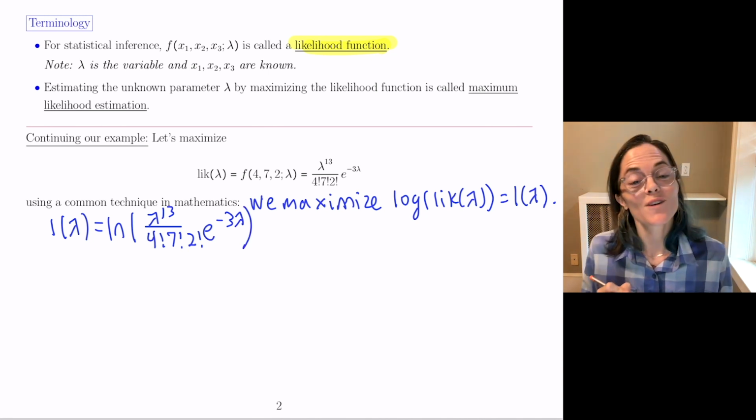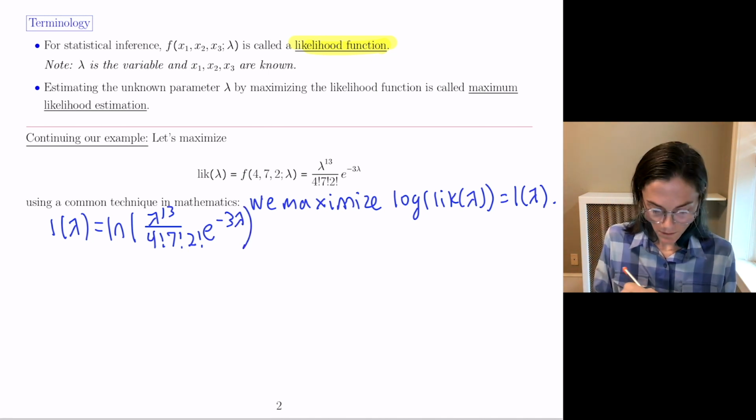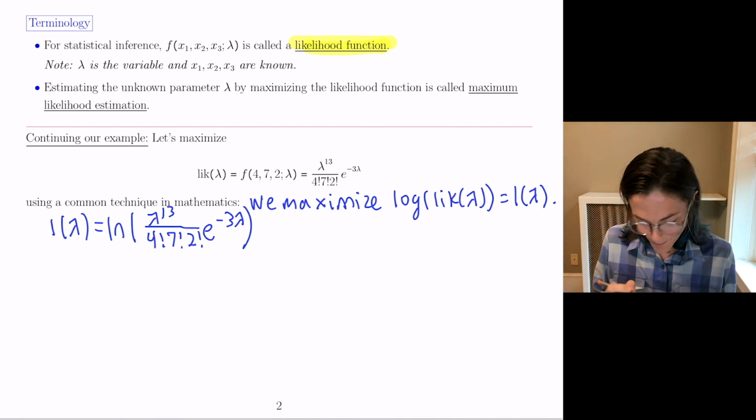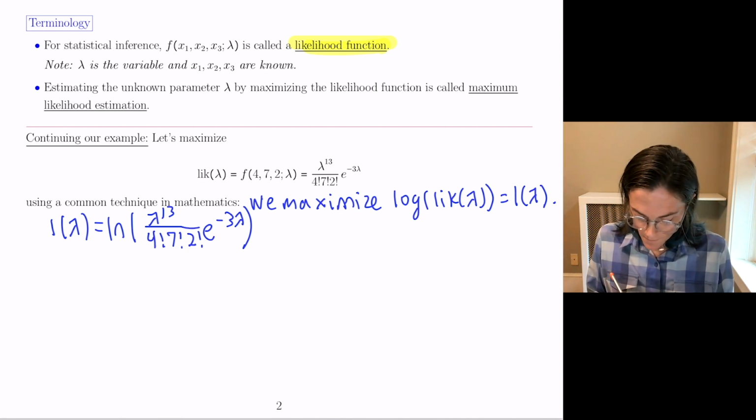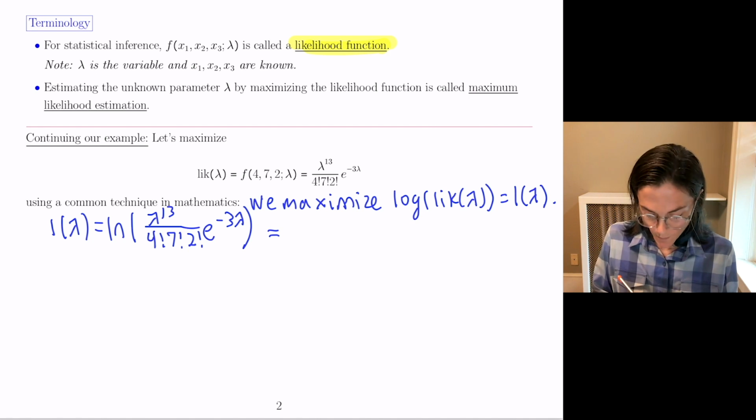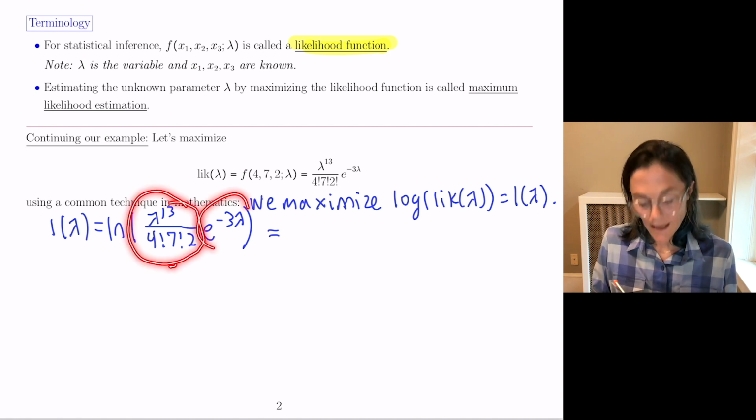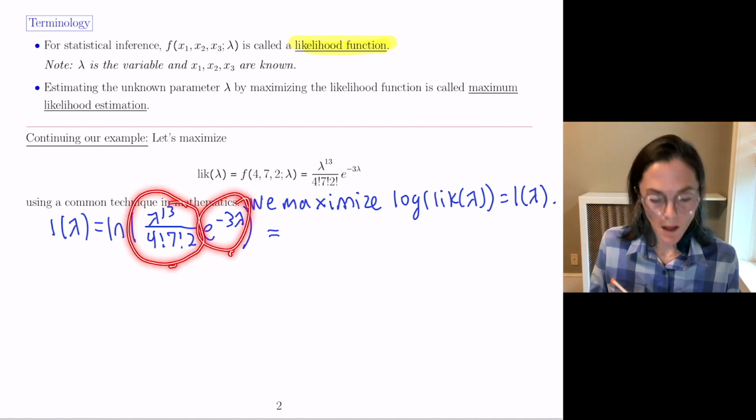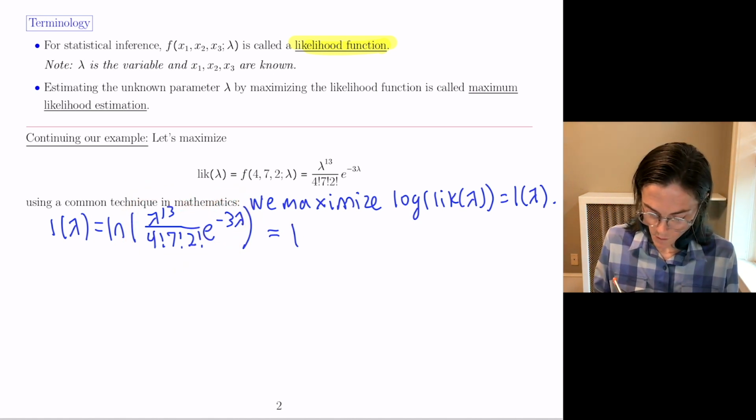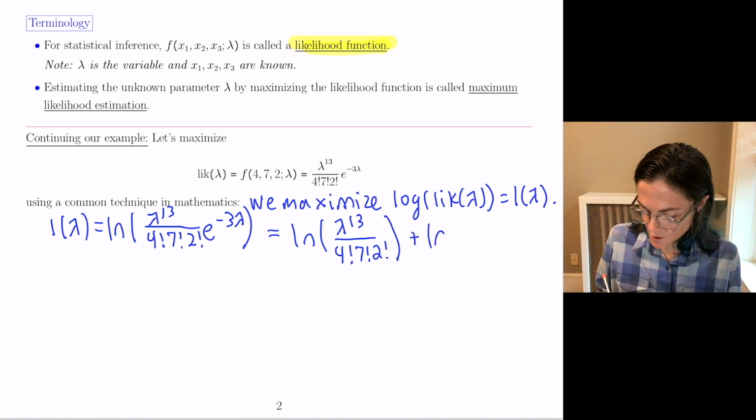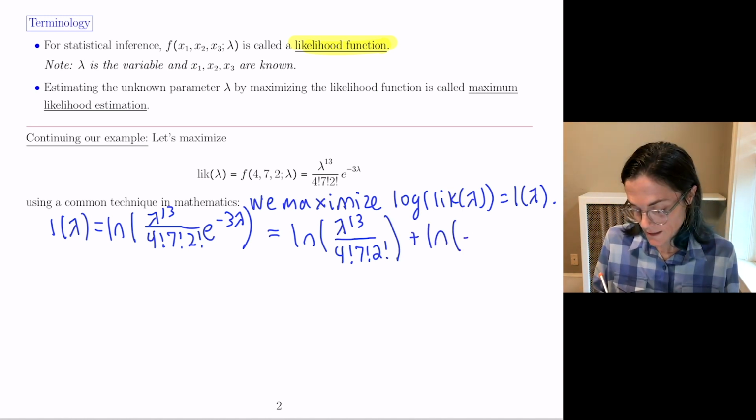Well, some wonderful things happen here. We have to go back and remember our log properties. First thing you notice is I have a product here and here. This will turn to a sum of logs. So let's do that first. We have ln of lambda to the 13 divided by 4 factorial, 7 factorial, 2 factorial, and then plus natural log of e to the minus 3 lambda.